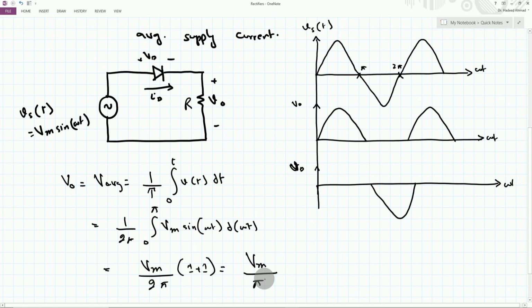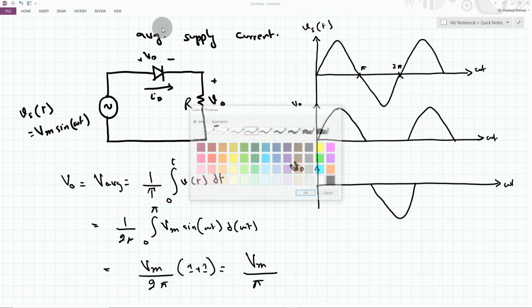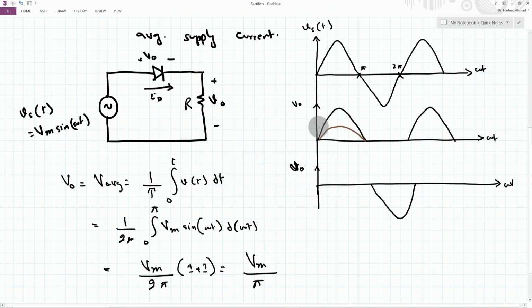Now because it's a resistive load, the current I shall follow the shape of V0. However, the amplitude of the current may be slightly different. So we can say this is I0, and consequently we have the average output current.